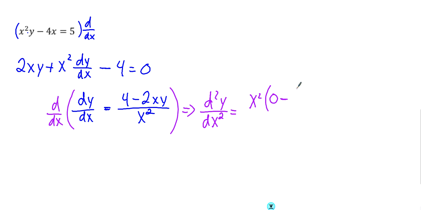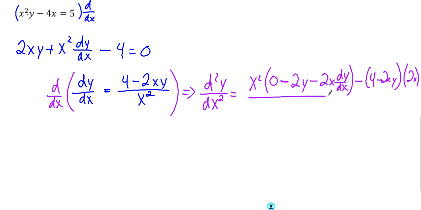and then we got to take the derivative of 2xy. Now you could either put the minus with the 2x, or you could take it out and do product rule, but then you'd have to distribute it back in. So I'm just going to do it with the negative 2x being my first. So it's negative 2y minus 2x dy over dx, minus (4 minus 2xy), which is the top, times the derivative of the bottom, which is 2x, all over x to the fourth.